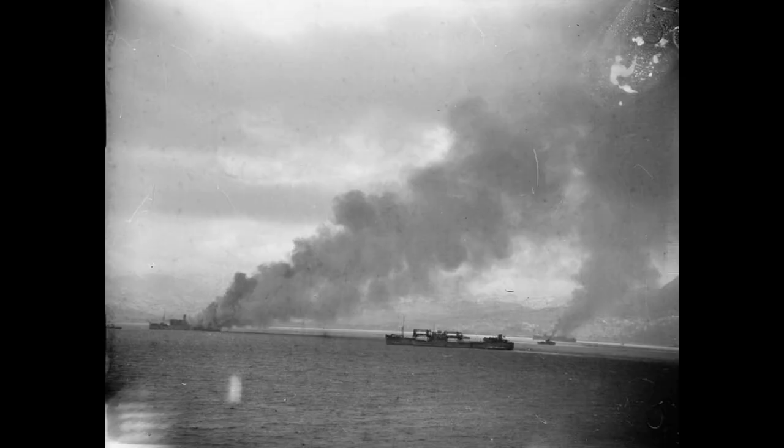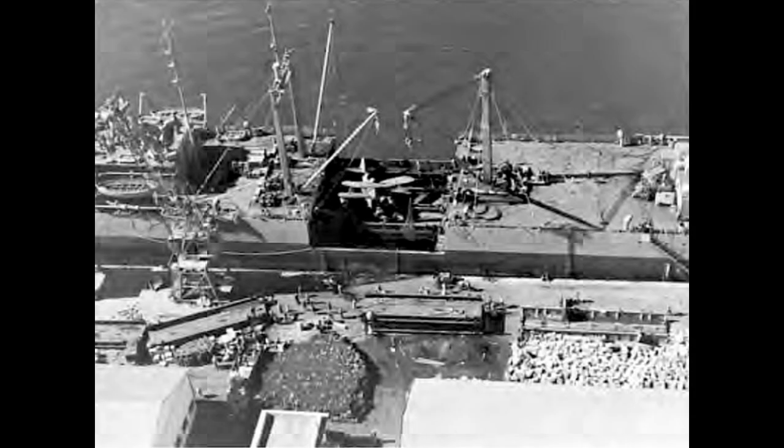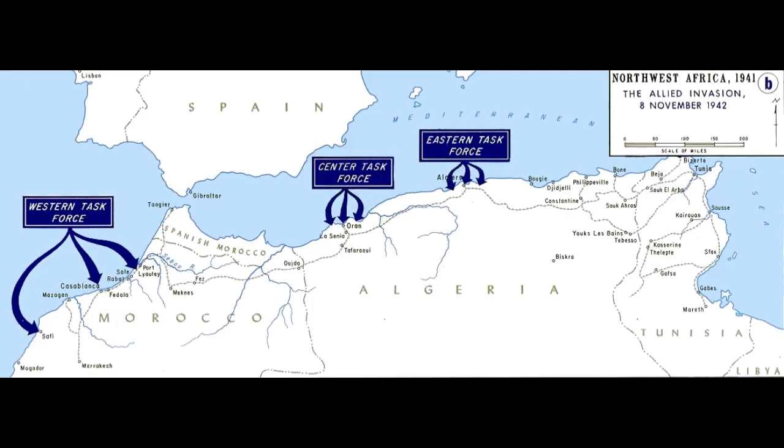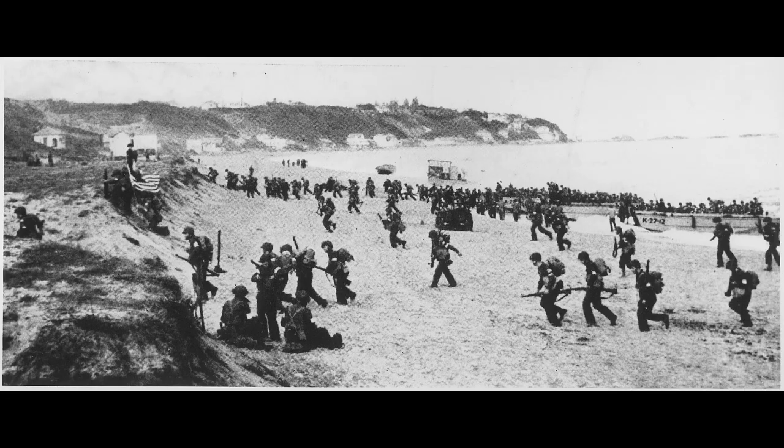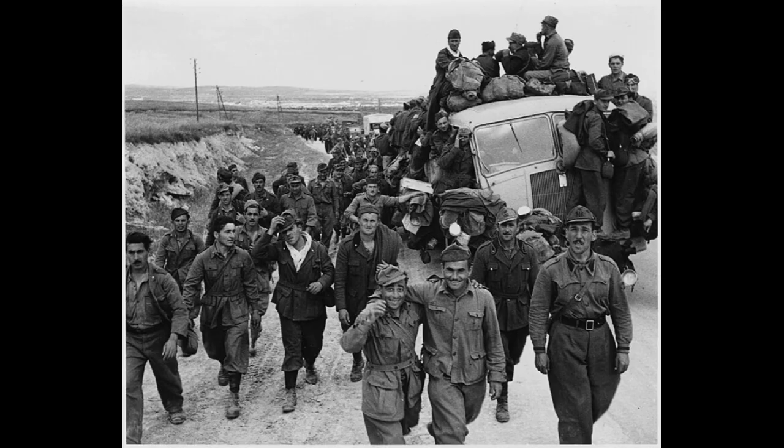Prelude to European invasion. The experience gained from Operation Torch informed planning for future amphibious assaults, including the D-Day landings in Normandy. Operation Torch marked a turning point in World War II, demonstrating the effectiveness of Allied joint operations and setting the stage for the eventual liberation of Europe from Axis control.